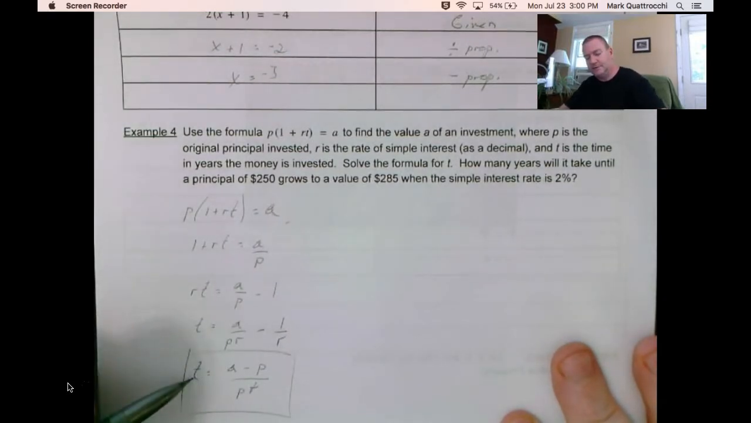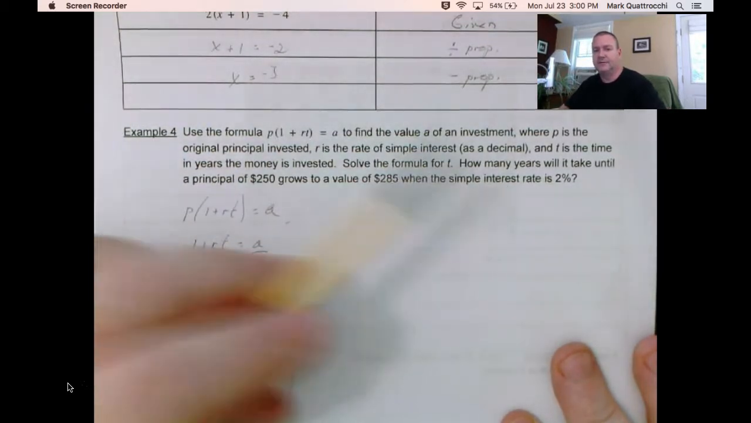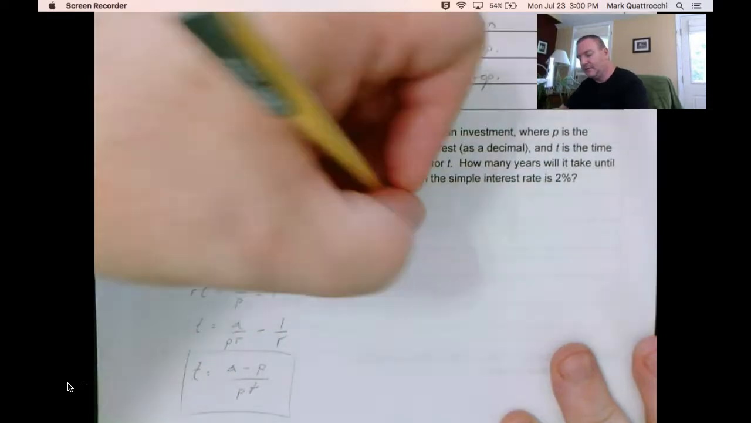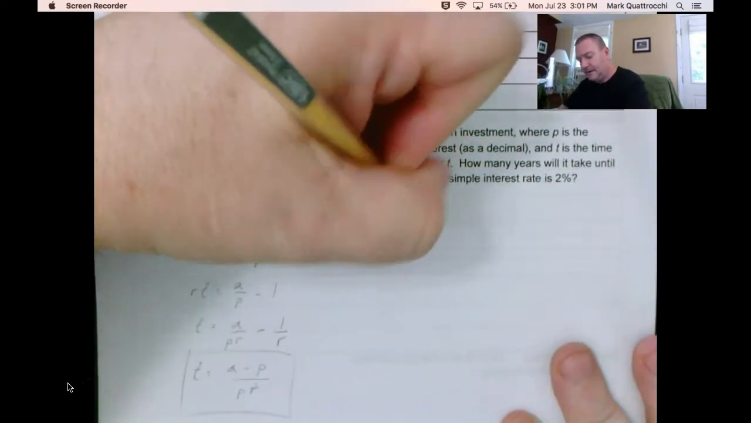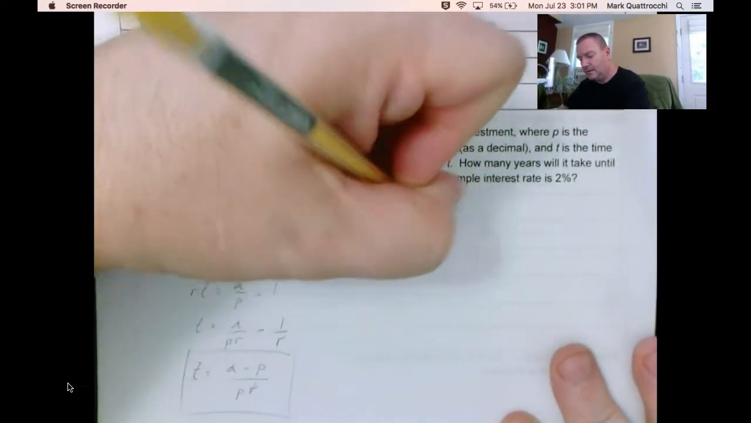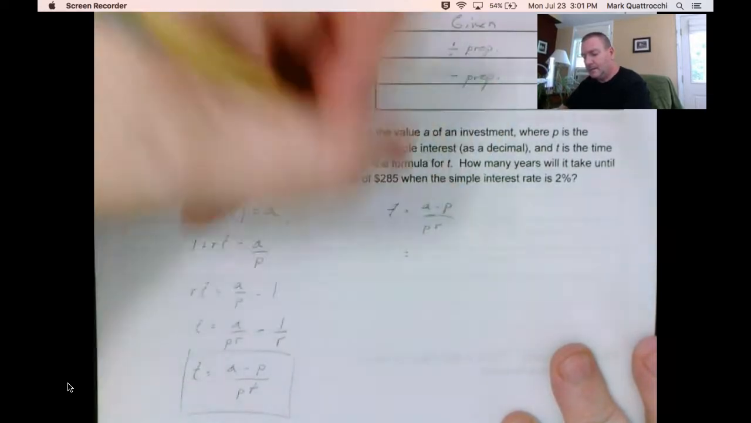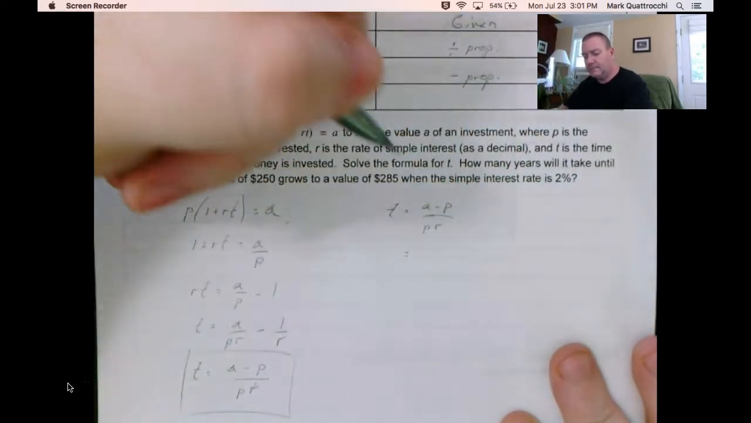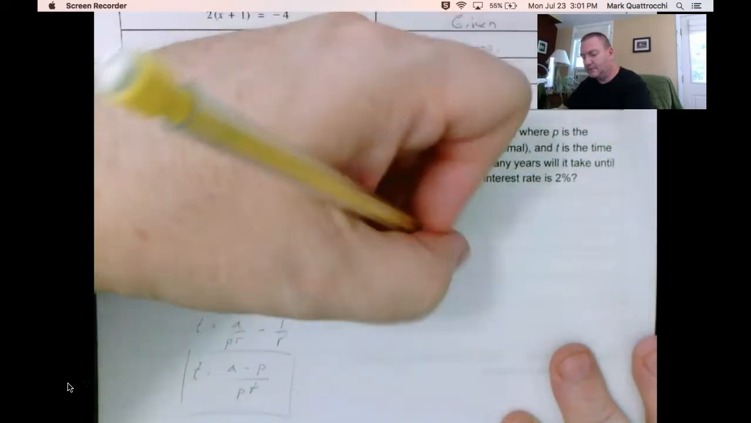I'm now going to use this formula to answer the rest of the question, which is to find out how many years it will take for the principal of $250 to grow to $285. So T equals A minus P over PR. Substitute the A is the amount is $285.